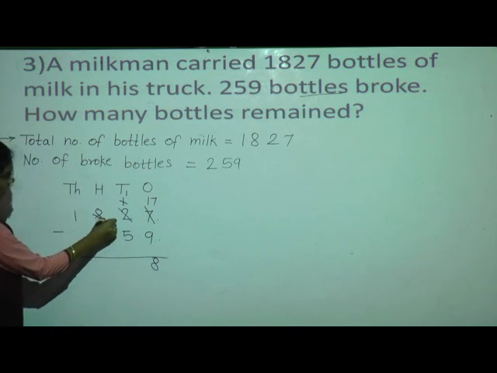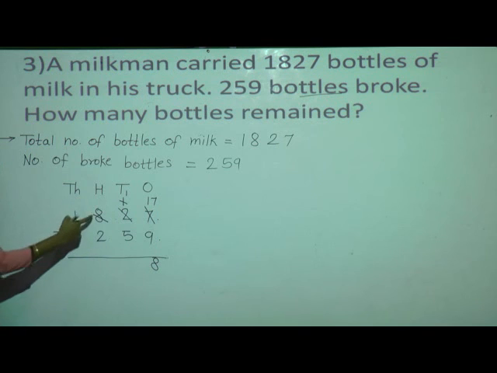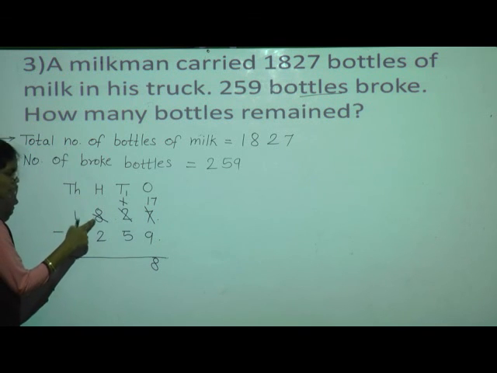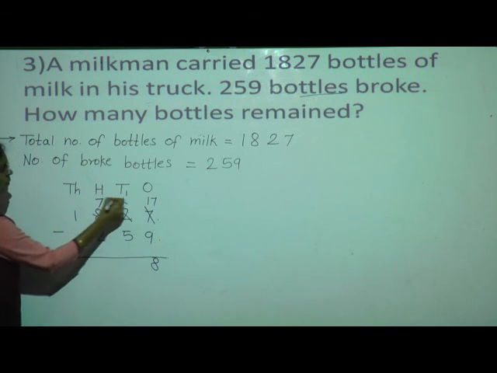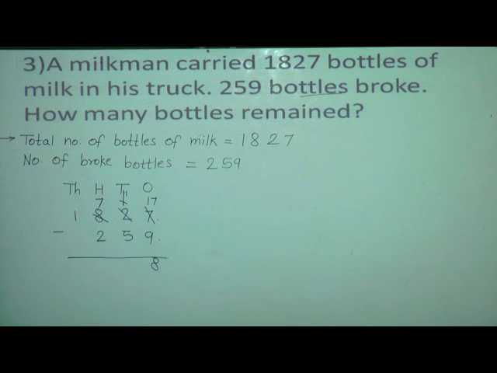Who is the neighbor of tens? Hundreds is the neighbor of tens. Now this hundreds place has 8. So take one borrow from this 8. 8 minus 1, 7 will remain and this 1 will become 11.